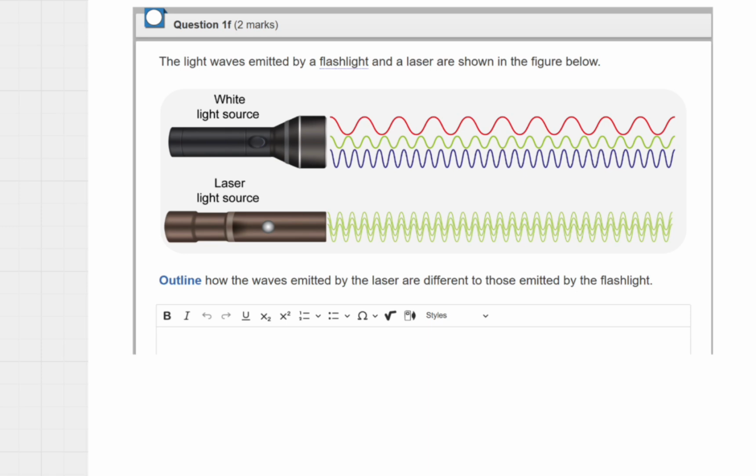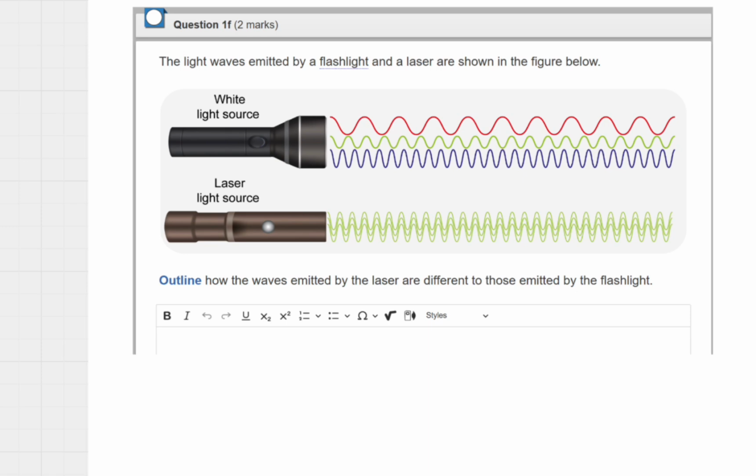The light waves emitted by a flashlight and a laser are shown in the figure below. We can see a white light source and a laser light source. Let's read the question. Outline how the waves emitted by the laser are different to those emitted by the flashlight. So we see the flashlight and then let's just look at the laser. So first we'll look at the flashlight, the white light source.